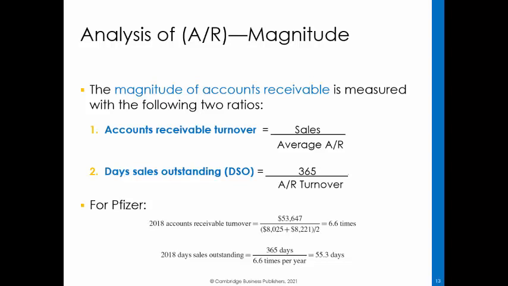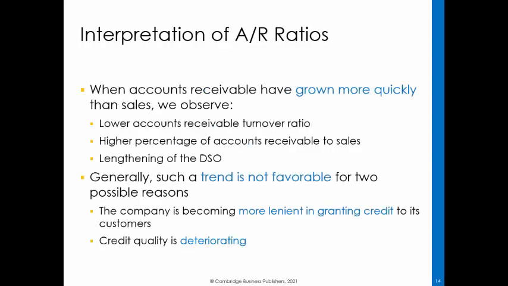The DSO can be compared with the company's established credit terms to investigate if the company's customers are conforming to established credit terms. It can also be computed over several years to investigate trends, and it can be compared with peers. The ratios for Pfizer for 2018 are shown on this slide. A lower accounts receivable turnover, a higher percentage of accounts receivable to sales, and a lengthening of the days sales outstanding all provide a signal that accounts receivable have grown more quickly than sales. Generally, such a trend is not favorable.